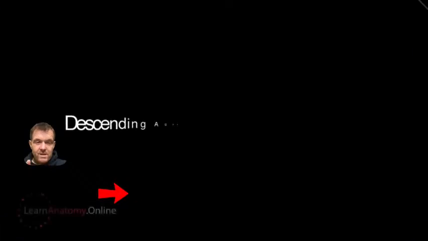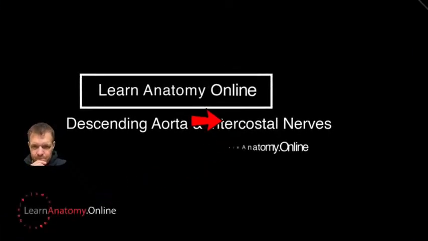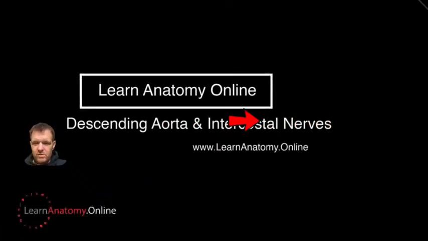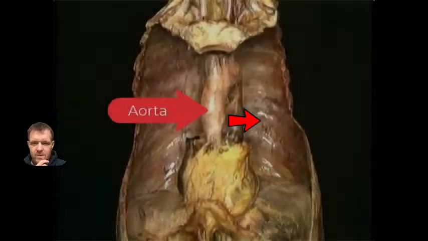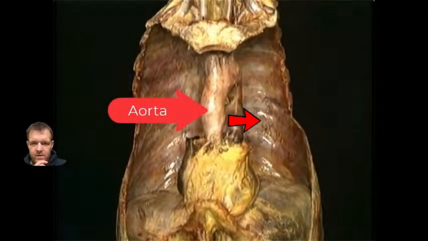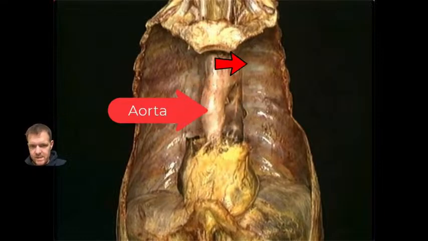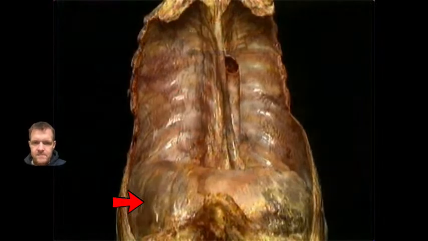So we're going to have a look at the descending aorta, but also the intercostal nerves as well. So we'll start to bring those in too. So we've seen this image before, or similar. So there's your aorta. There's your heart, lungs have been removed, diaphragm just here and here. There's your xiphoid process and the sternal angle at the bottom there.